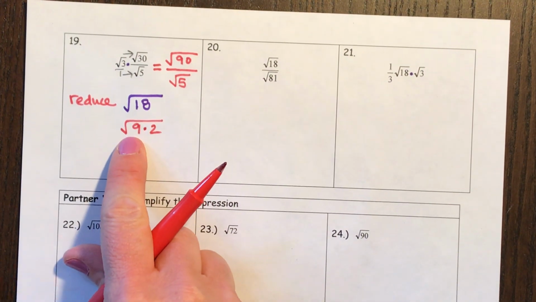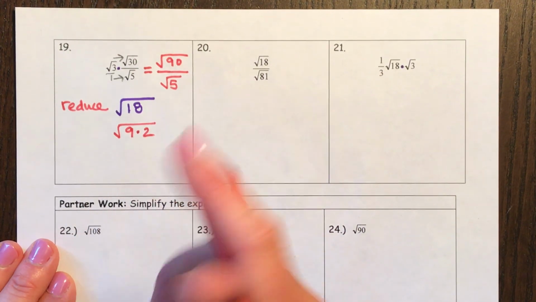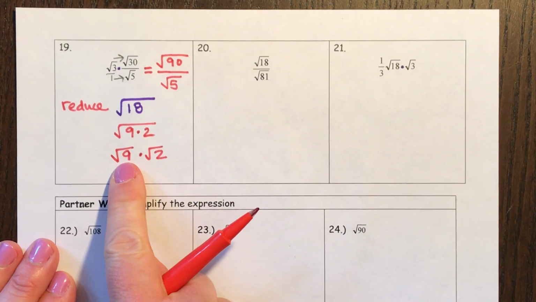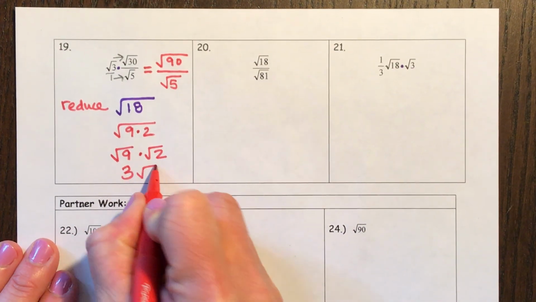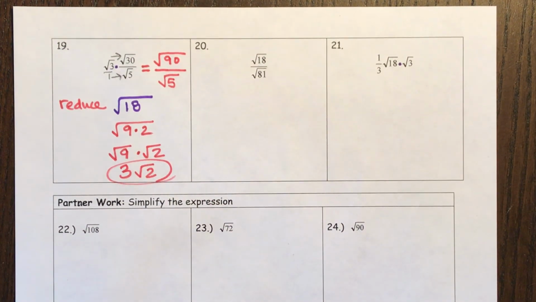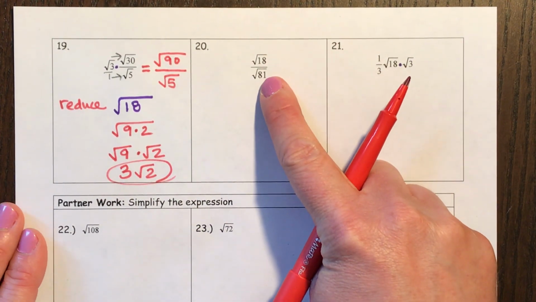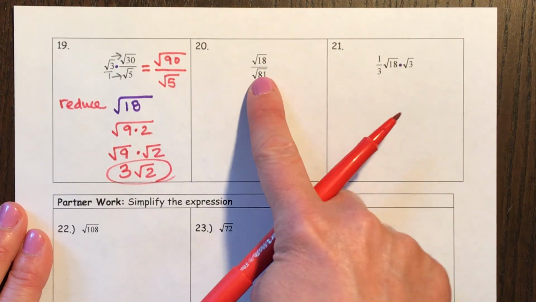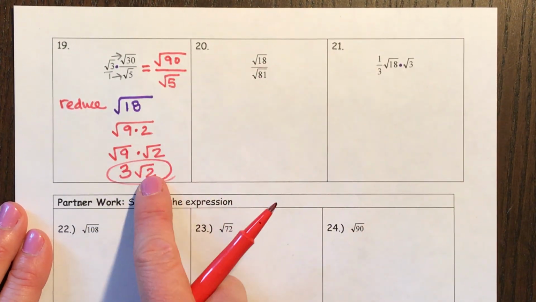Now, by my product property, separate these radicands. What's the square root of 9? It's 3. And that's my reduced practice problem. All right, now 18 and 81. I'm going to do this a little differently here than I did on the other page. It's the same problem, but I'm going to show you kind of differently.